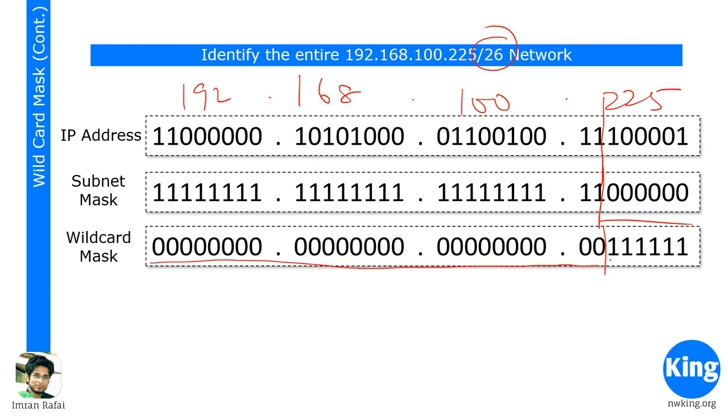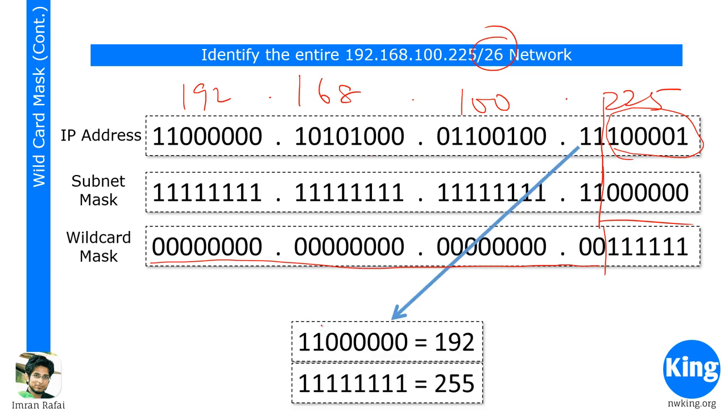What is this number? This number is 63, right? So if you give a wildcard mask of 0.0.0.63, what it means is it is going to match 26 bits, right? If you say 26 bits, that means till here it's going to match, and this part of the IP address, it can be anything. It could be zeros or ones. That means to say if you make everything 0 here, the number is 192, and if everything is 1, the number is 255.